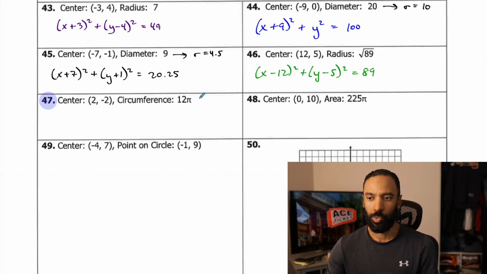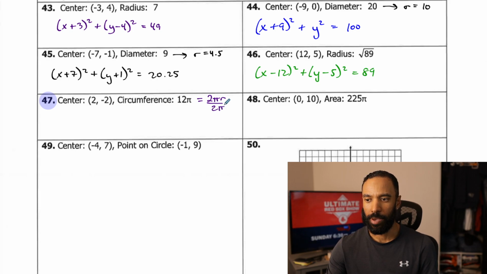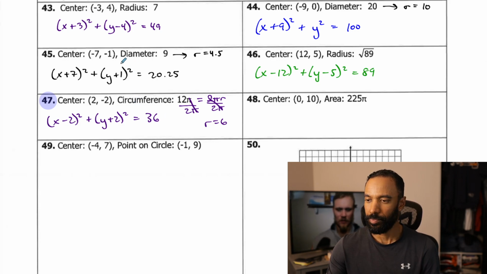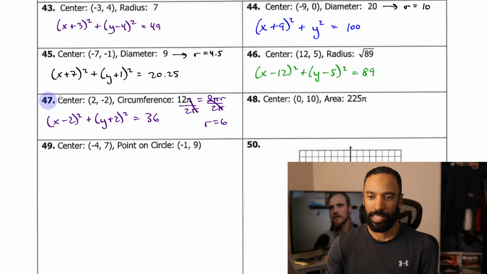So the circumference is 12π. That's the same thing as 2π times the radius, right? C = 2πr. Divide both sides by 2π here. π's cancel, and 12 divided by 2 is 6. Here's your radius. So with that center, we can say (x - 2)² + (y + 2)² = 6 squared, 36. Number 48, this time we have the area.